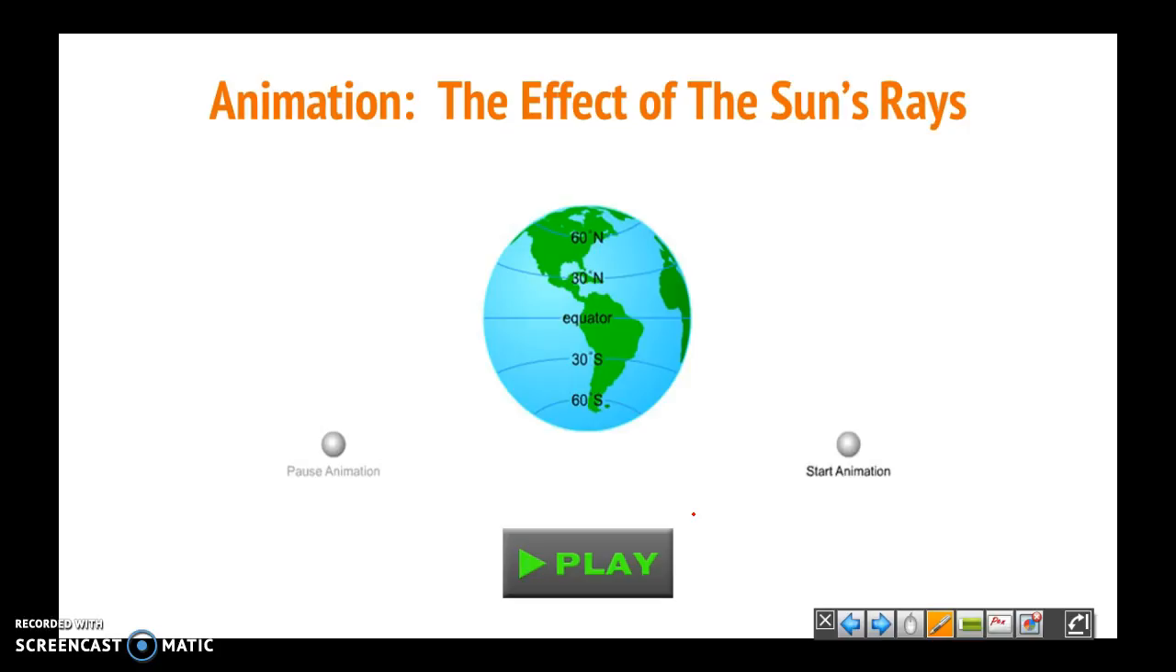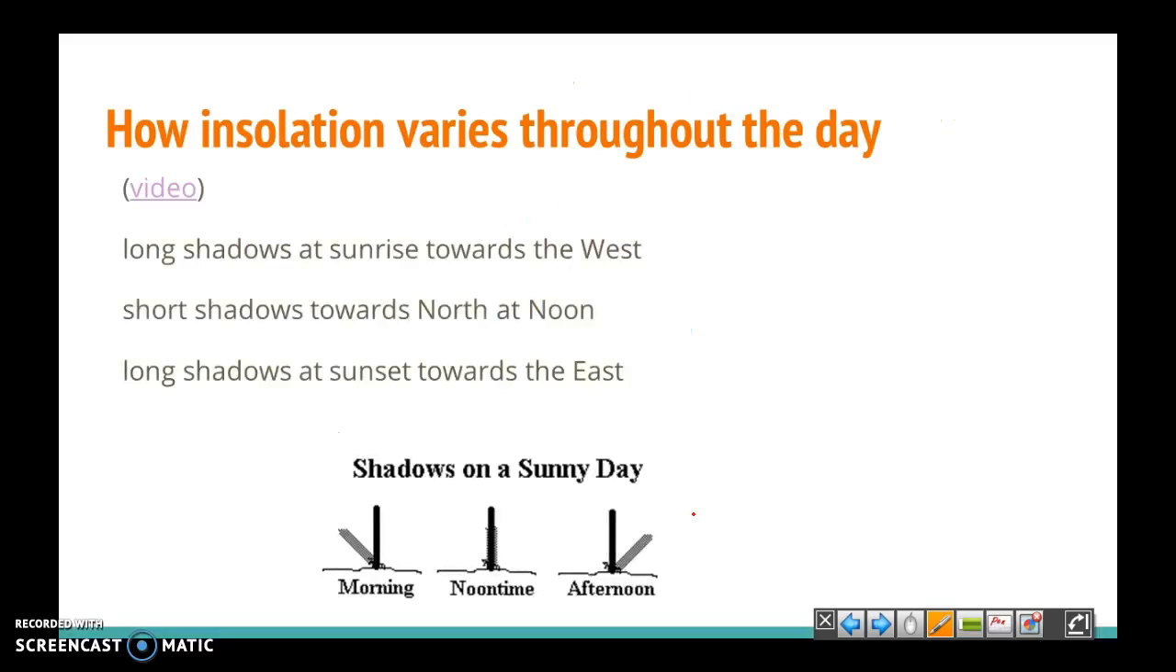Okay, this animation goes over the rays of sunlight and how they're received, and you can play this on your own after you end this screencast. So how insolation varies throughout the day, right? The longest shadows, of course, are at sunrise and sunset, and the shortest shadows are at noontime, right? So we can see in this bottom graphic here, in the morning, the sun is low in the sky, and it's rising in the east, which means, which way is that shadow pointing?